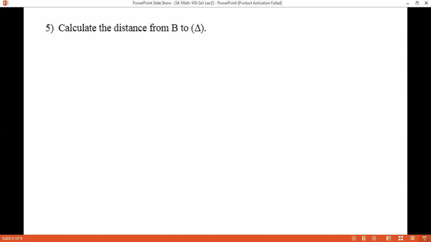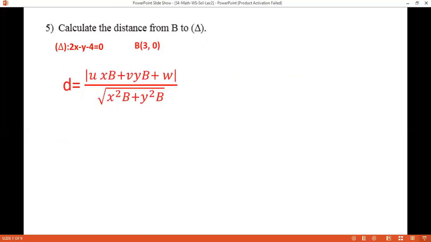Now calculate the distance from B to delta. You should remember that the distance is equal to the absolute value of u x_B plus v y_B plus w, over the radical of u squared plus v squared. So you just replace them, and the distance is going to be 1 over 3.